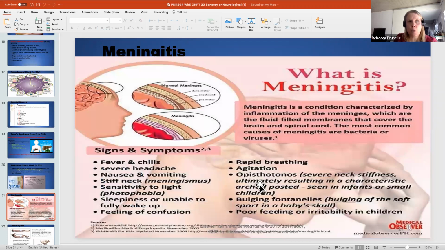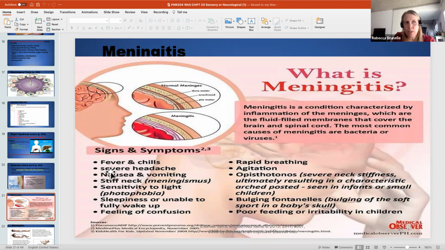So meningitis is usually infectious, but meningitis in general is just a term that means inflammation of the meninges, which are the fluid-filled membrane that cover the brain. It's usually bacterial or viral, but you can actually have a chemical meningitis. It's almost always infectious, but generally speaking, the "itis" just means inflammation. So it's inflammation of the meninges.